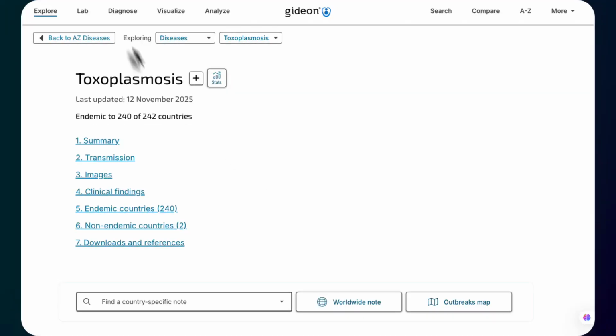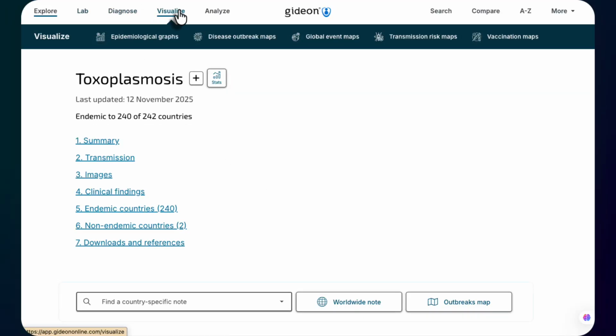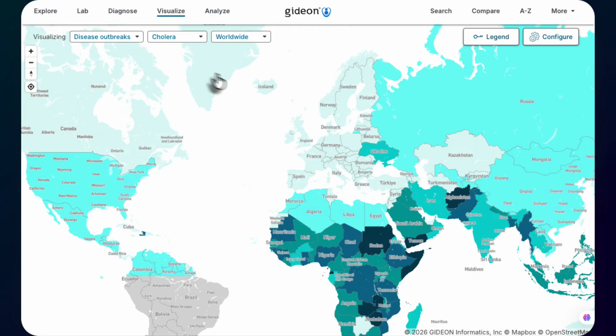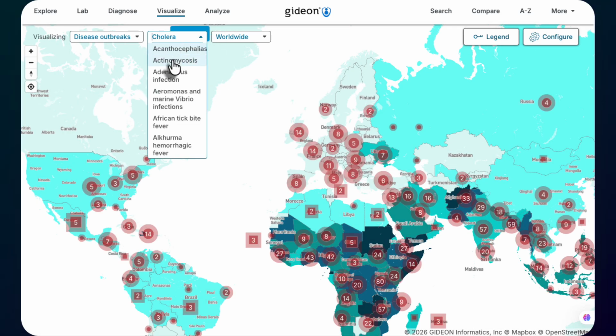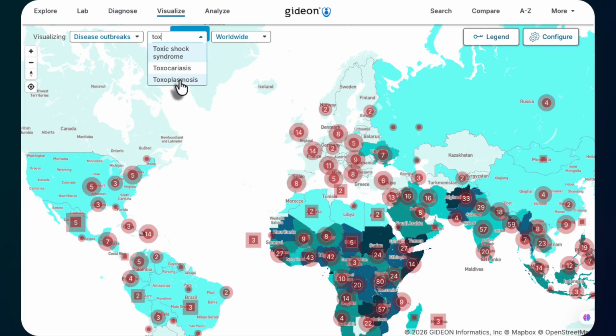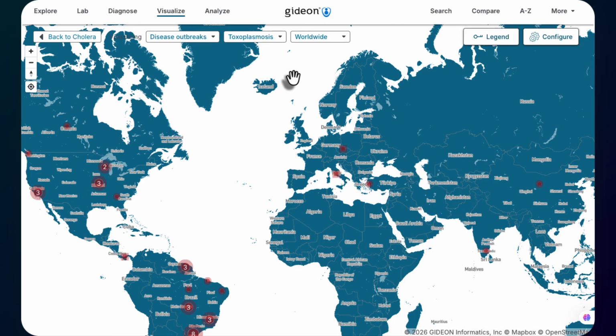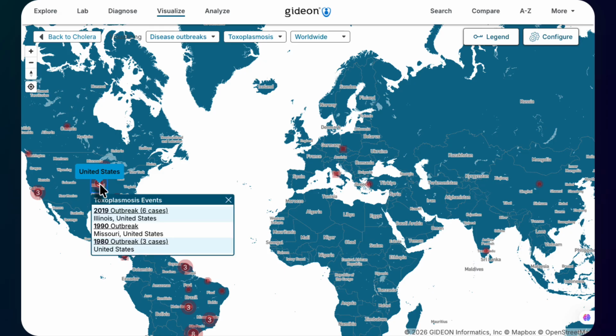So that's GIDEON. What they have really increased recently is epidemiological graphs and disease outbreak maps. If we go to disease outbreak, let's see if toxoplasma is in there. Yep, toxoplasmosis is in there. So we can actually see where problems are right now. And you may not believe it, but we do have cases in the United States as well. So always good to see what's happening in the real world.